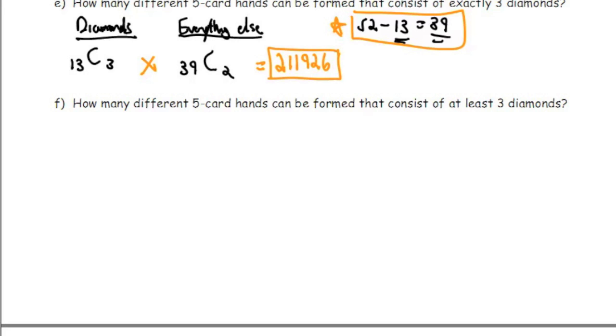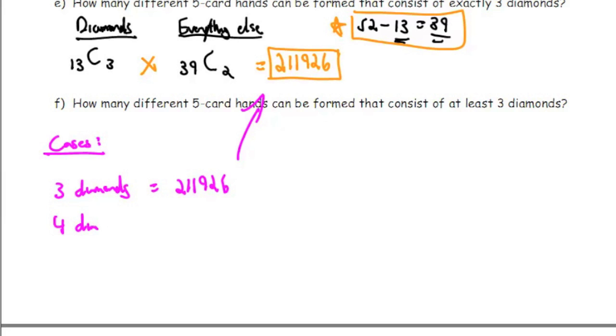So let's deal with F now. F asks, how many different 5-card hands can be formed that consist of at least 3 diamonds? Well, this should ring bells from a question we dealt with earlier, we're going to have different cases. And in case 1, we're going to have 3 diamonds. And we have already dealt with that up here. So 3 diamonds has to be equal to 211,926.